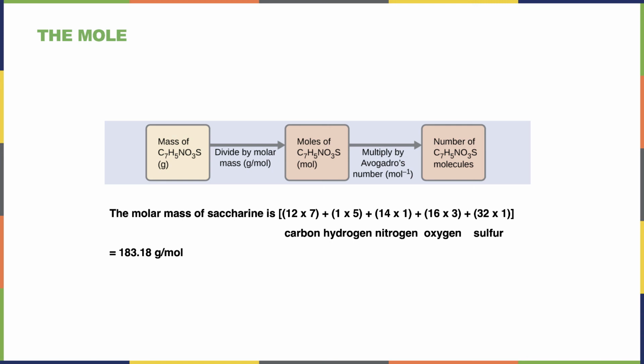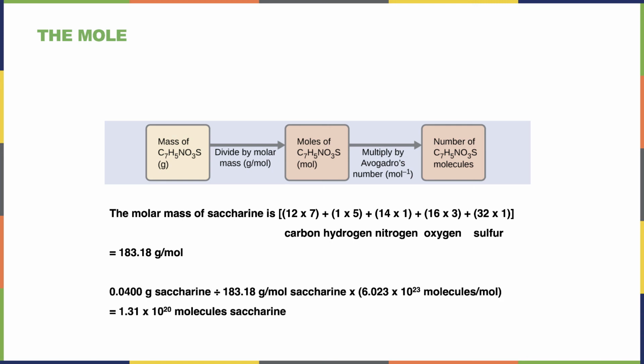So you take the 40 milligrams, which is 0.04 grams of saccharin, and you divide that by 183.18 grams per mole. And this, multiplied by Avogadro's number, tells you that you have 1.31 times 10 to the 20 molecules of saccharin.